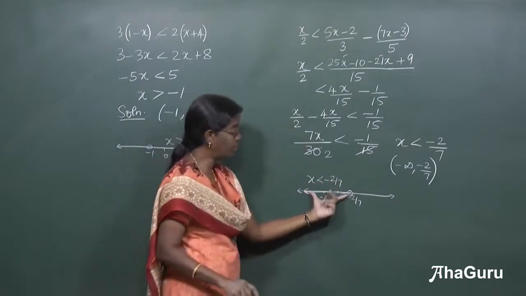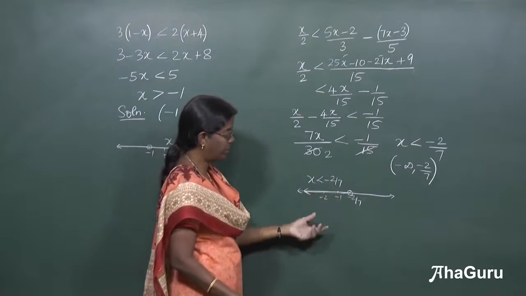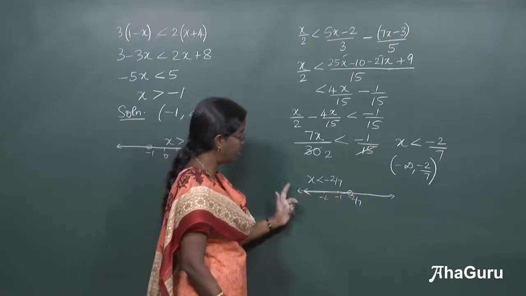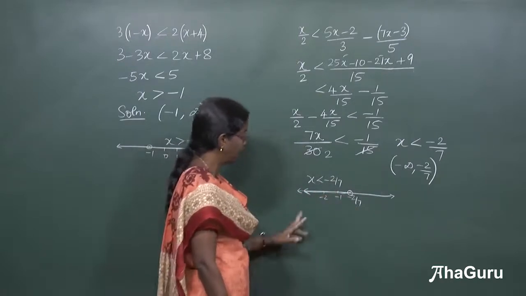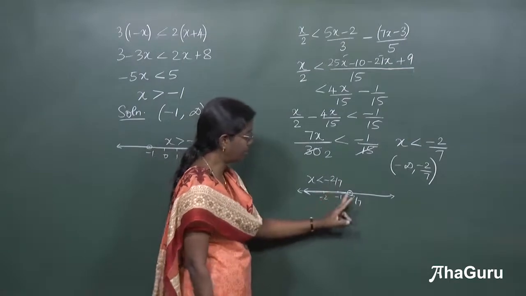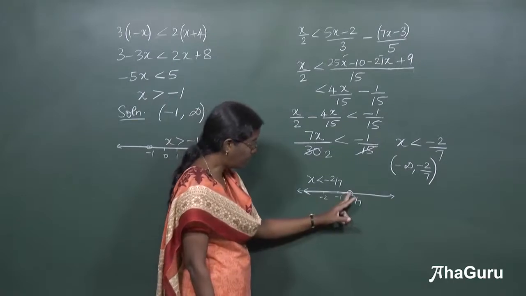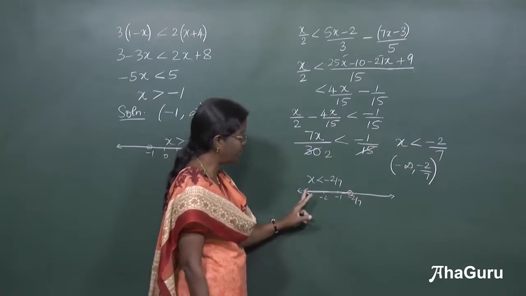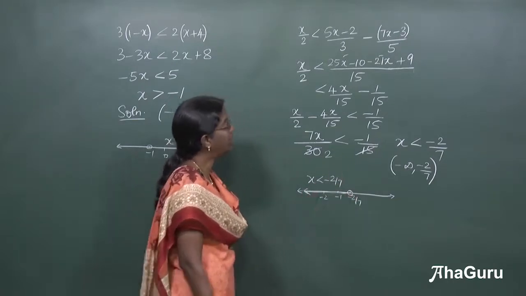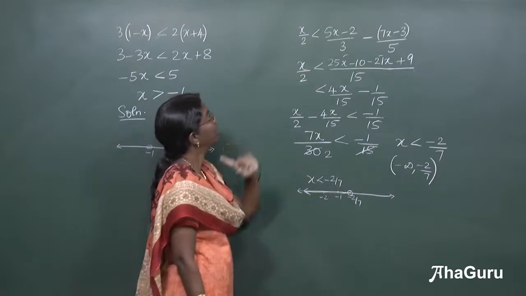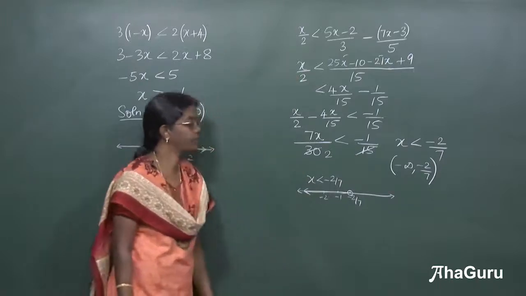Every real value on this line, when you do it on paper with a pencil, draw the number line with a pencil, and this region do it with a blue pen. So all values of x which are less than minus 2 by 7, that will be the required solution for the given inequality.